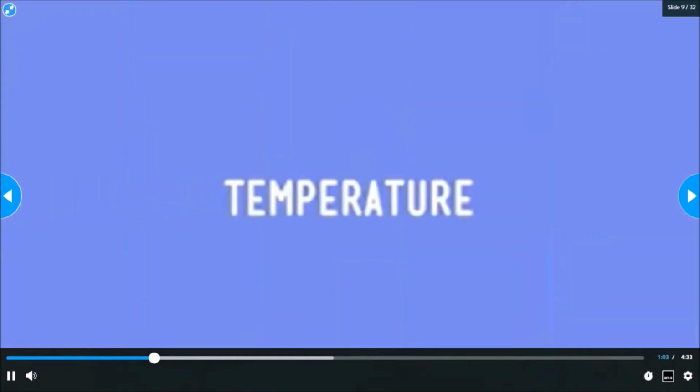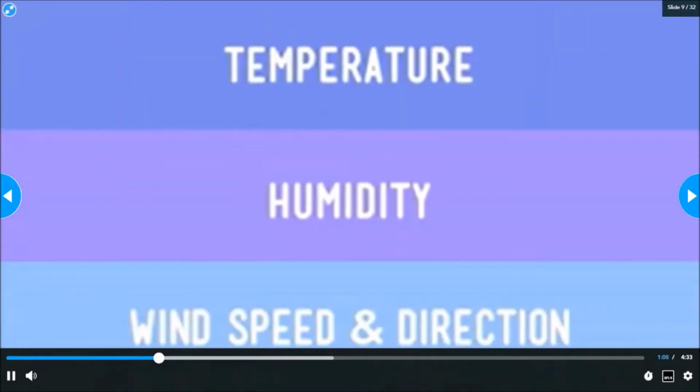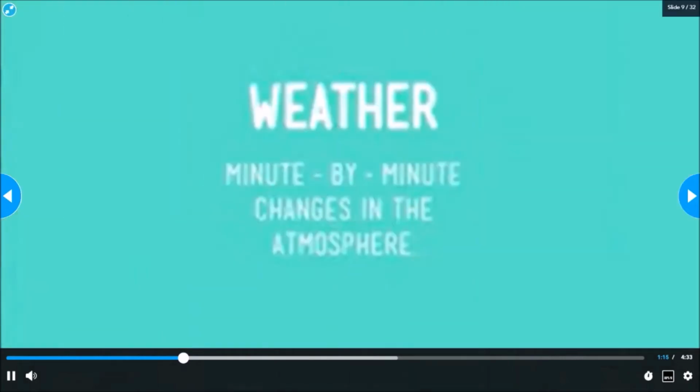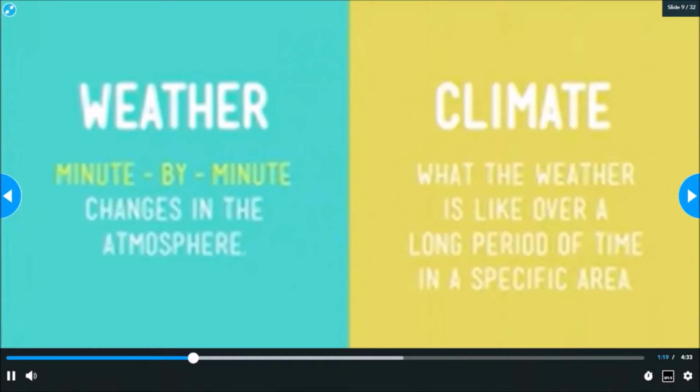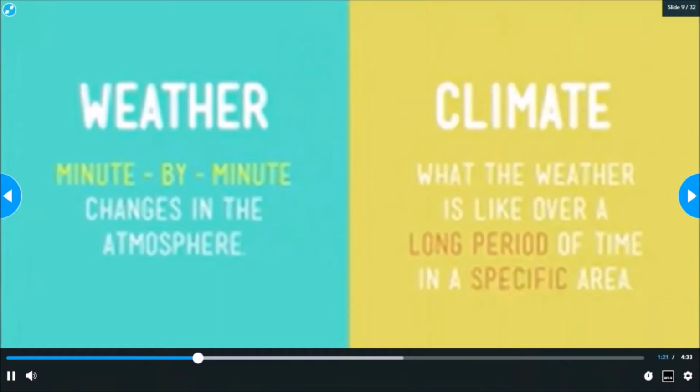These factors include temperature, humidity, wind speed and direction, and lots of other things. But when you're talking about the overall weather patterns from a certain region of the world, you're talking about the area's climate. Weather is the minute-by-minute changes in the atmosphere. Climate is what the weather is like over a long period of time in a specific area.